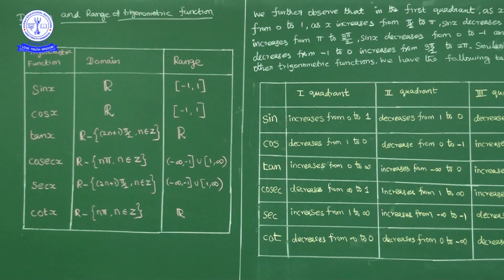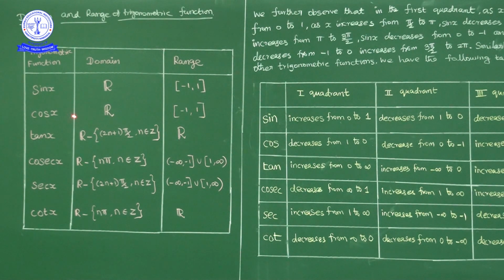Next, cosecant x and cot x. Cosecant x is 1 upon sin x, cot x is cos x upon sin x. So whenever sin x is 0, cosecant x and cot x are not defined. And sin x is 0 whenever x is an integral multiple of pi. So the domain of cosecant x and cot x is all real numbers except integral multiples of pi. Okay, these are domain wise.